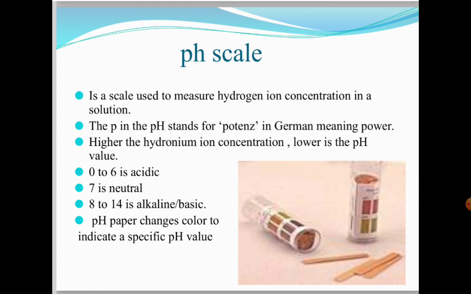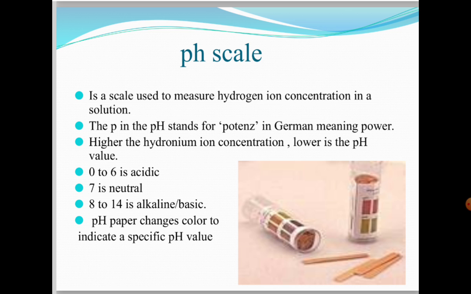pH scale. Now we will learn about the pH scale. It is a scale used to measure hydrogen ion concentration in a solution. The P in pH stands for Potenz in German, meaning power. Here he is telling: the higher the hydronium ion concentration, the lower is the pH value.